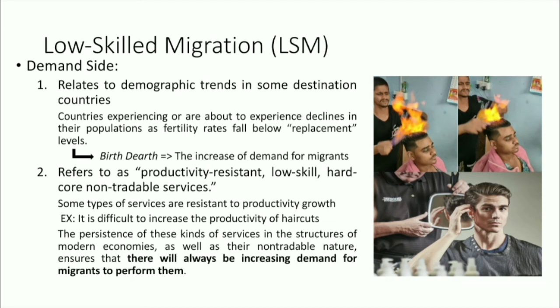The second one refers to productivity-resistant, low-skill, hands-on, non-tradable services. Some types of services are resistant to productivity growth. For example, in Indonesia, it is difficult to increase the productivity of haircuts, as you can see in the image on the right-hand side. The persistence of these kinds of services in the structures of modern economies, as well as their non-tradable nature, ensures that there will always be increasing demand for migrants to perform these jobs.